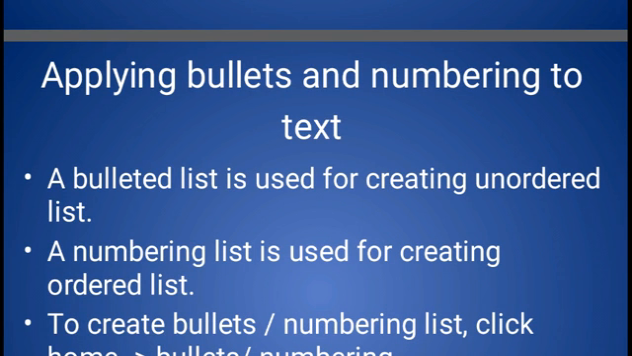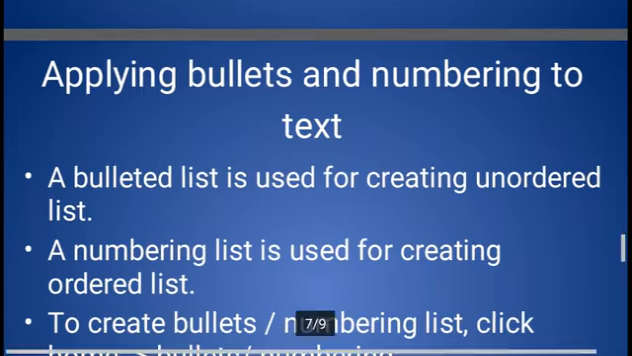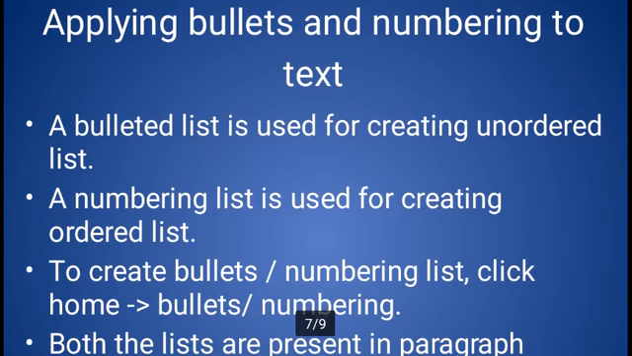Or suppose you want to give a proper sequence to our typed list. We can say this is an ordered list, or a numbered list. Numbered list means A B C D, 1 2 3 4. You can display this on our data. A bulleted list is used for creating an unordered list, and we can use a particular design to make our list more impressive and decorative. A numbering list is used for creating an ordered list.